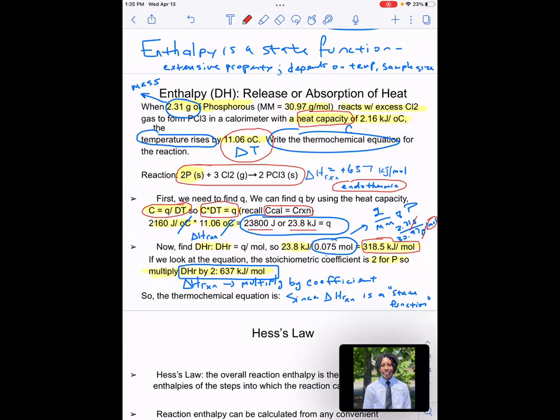Remember, anytime delta H is positive, the reaction is going to be endothermic. What that means is that you got to add heat to it. And anytime delta H is negative, that means the reaction is exothermic, right? Which means that you're going to lose heat, or you give off heat.